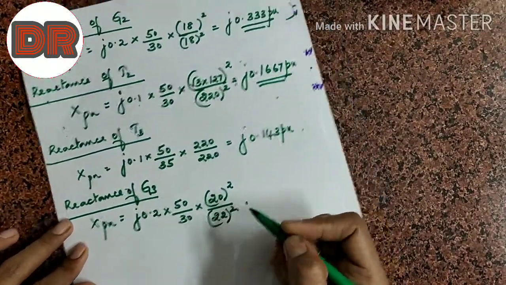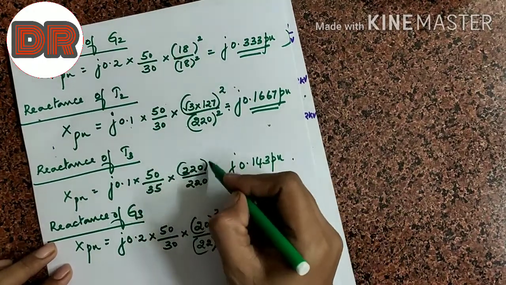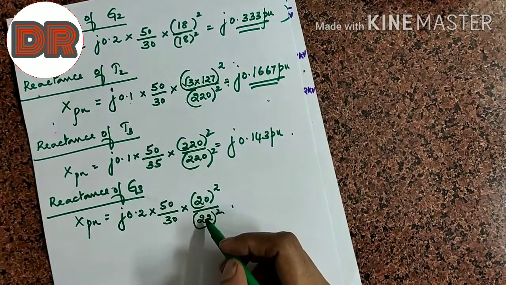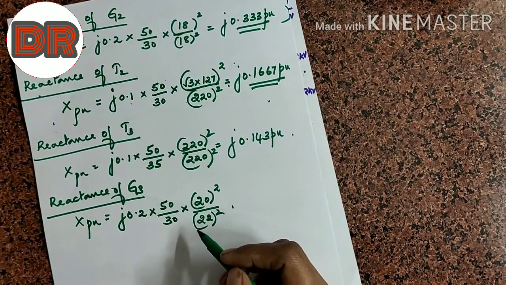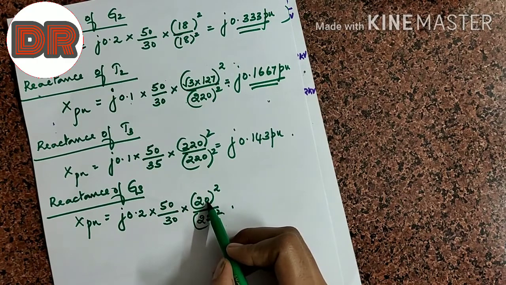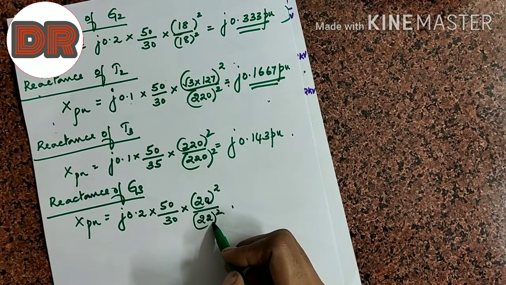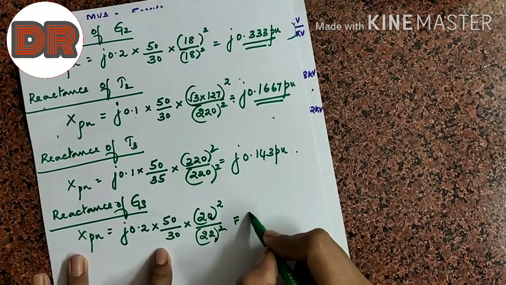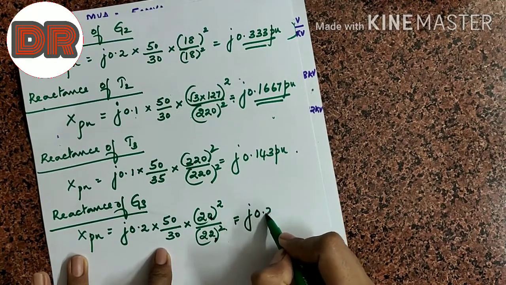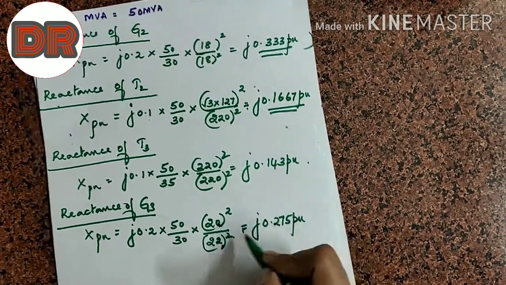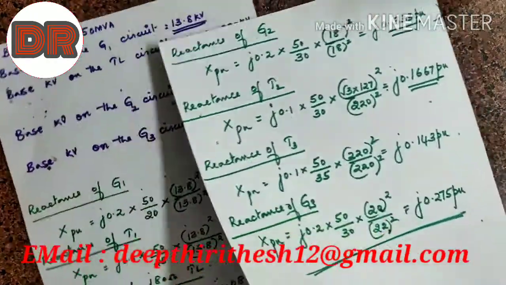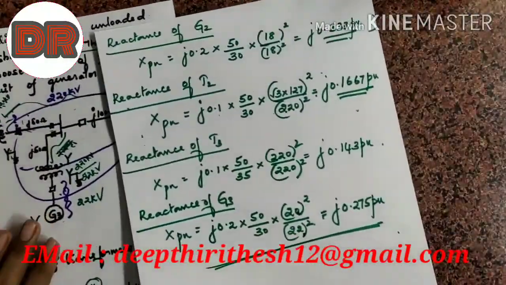So remember, always this ratio will not be the same, this can be different also. That depends on what the base kV and the old and new kV bases are. So the old kV base for G3 was 20, but the new kV base which we calculated is 22. So we are getting this. So the value is J0.275 per unit. So we are done with all the components. Now let us write the reactance diagram. So let me write the reactance diagram first.